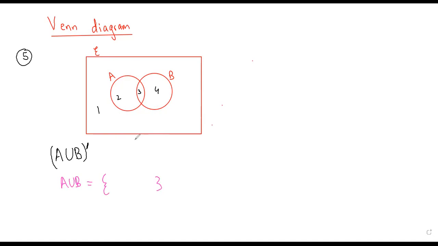Okay. In A union B, which elements are inside set A? 2 and 3. Which elements are inside set B? 3 and 4. So inside A union B we will have only 2, 3 and 4. We cannot have this 1 in A union B because 1 is outside these two circles. 1 is not inside the circle. If an element is inside, it means it is in A or B. If it is outside, then it is outside. It is not in A or B. So in A union B we will have 2 3 4. Right?